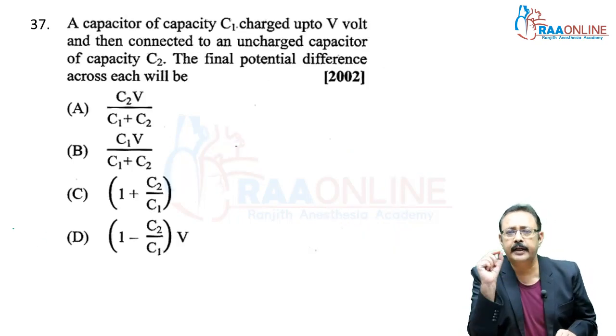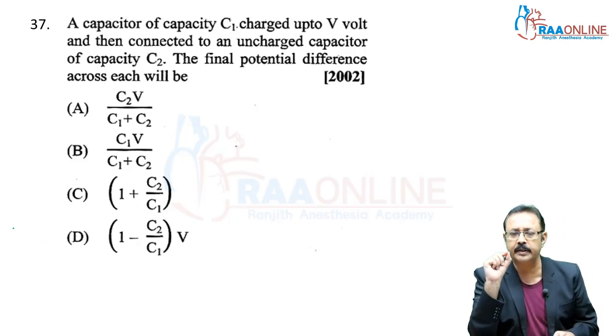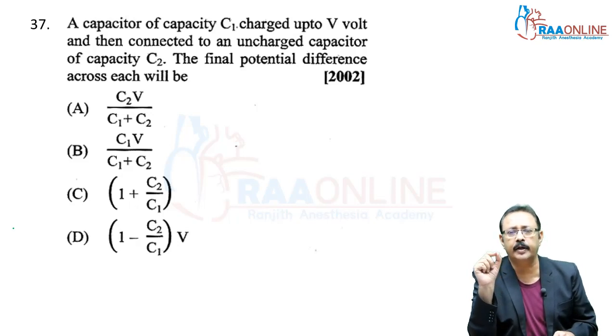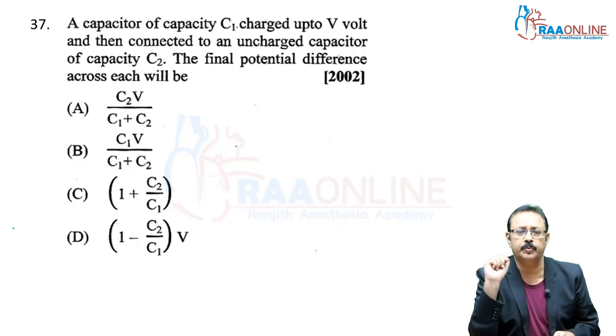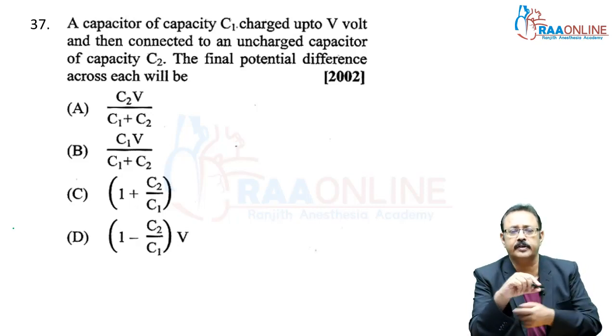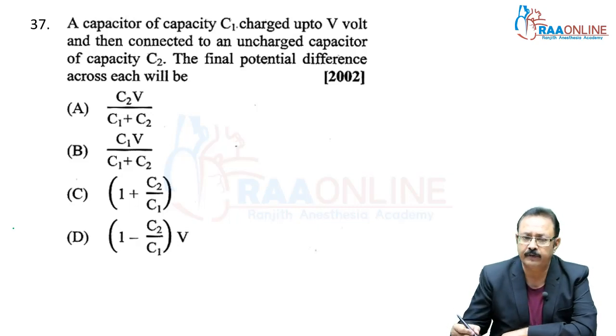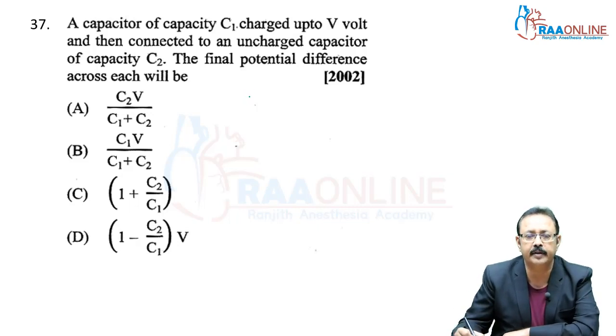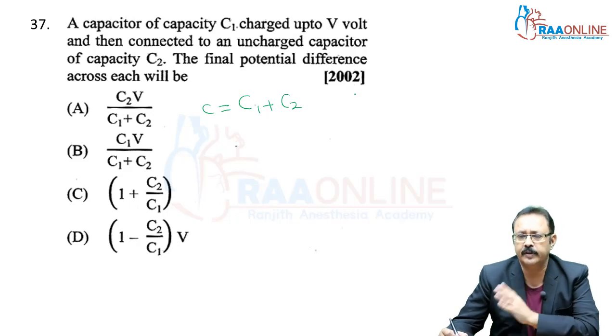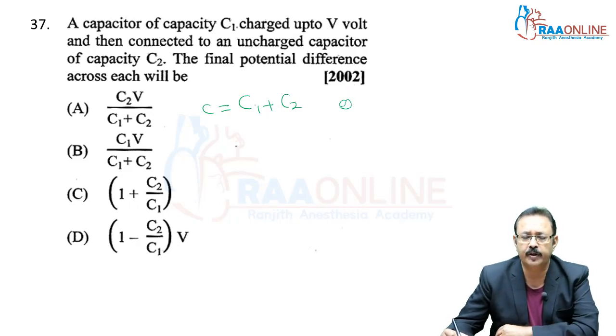Next, it is from 2002 AIPMT. A capacitor of capacity C1 is charged up to V volt and then connected to an uncharged capacitor of capacity C2. The final potential difference across each will be? When not given, we will consider them parallel. So the total capacity of your system is now C1 plus C2. You charge only the first capacitor, so it will get a charge according to the rule Q is equal to VC1.